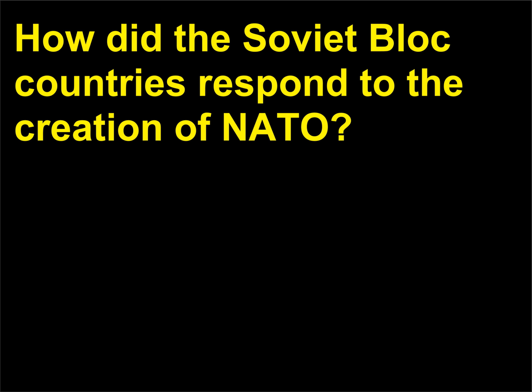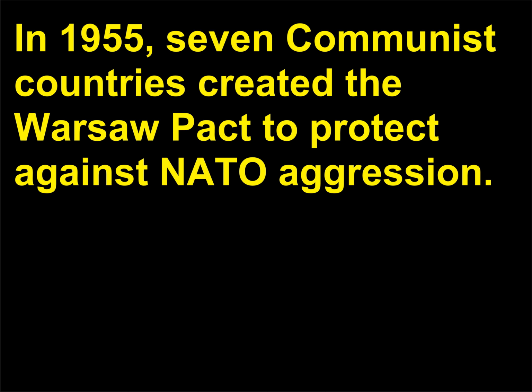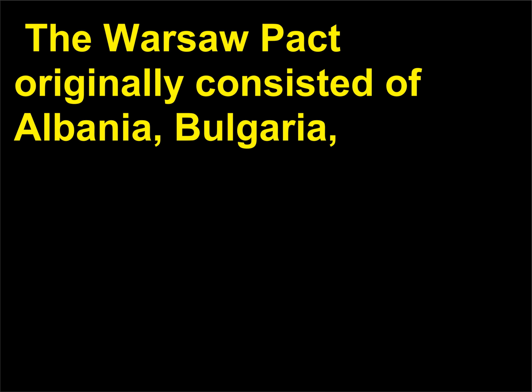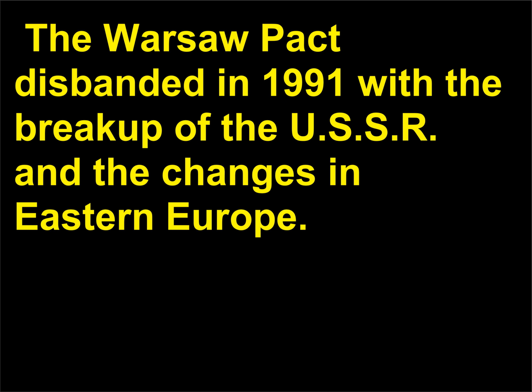How did the Soviet bloc countries respond to the creation of NATO? In 1955, 7 communist countries created the Warsaw Pact to protect against NATO aggression. The Warsaw Pact originally consisted of Albania, Bulgaria, Czechoslovakia, Hungary, Poland, Romania, and the Soviet Union. The Warsaw Pact disbanded in 1991 with the breakup of the USSR and the changes in Eastern Europe.